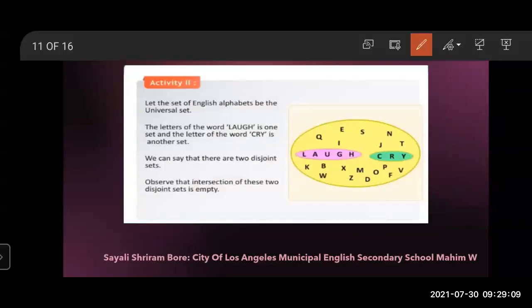Here is one activity from the textbook itself. In this activity, you can see that this particular set is a universal set. Universal set is nothing but the biggest set. Now we are studying operations on sets, so the universal set, Venn diagram, subset, each and every concept which we have studied previously relates to our current topic. Here this is the universal set, and some English alphabet letters are there. Out of this, you can see the words laugh and cry. Are there any elements common to laugh and cry? No, no element is common.